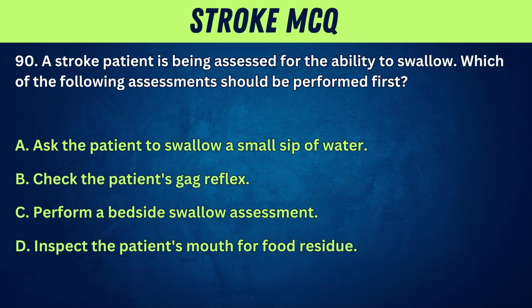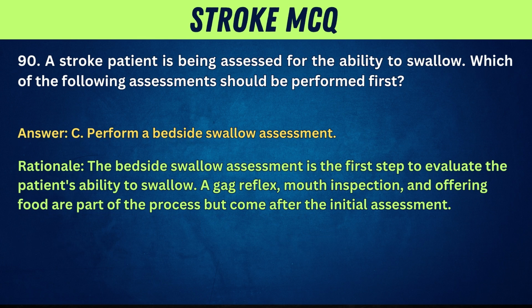90. A stroke patient is being assessed for the ability to swallow. Which of the following assessments should be performed first? A. Ask the patient to swallow a small sip of water. B. Check the patient's gag reflex. C. Perform a bedside swallow assessment. D. Inspect the patient's mouth for food residue. Answer: C. Perform a bedside swallow assessment.